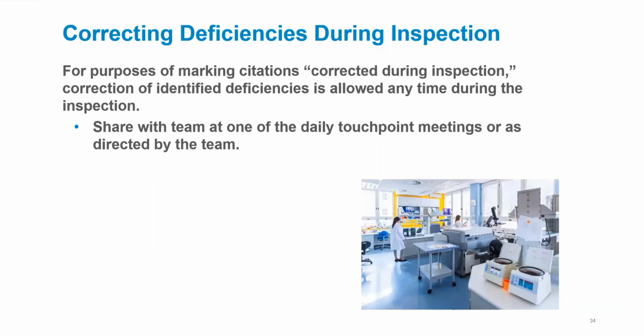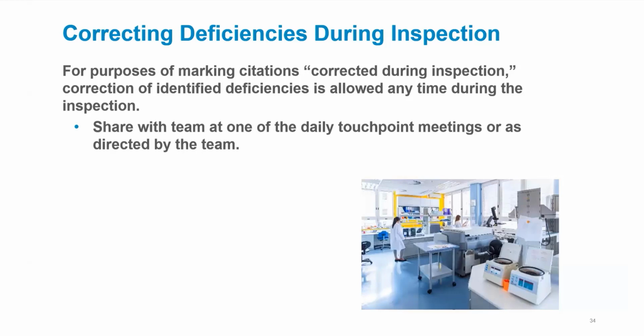The team leader must define the time frame by which the laboratories can provide any documents they would like to have reviewed for possible correction during inspection. For deficiencies you have corrected during inspection, you will need to share the corrective actions with the team for review. This can be done at one of the daily touchpoint meetings or however the team has indicated they'd like to receive this information. If the team has access to your document management system, it may be as easy as sending an email to your inspector to let them know you've uploaded a revised document as corrective action for the deficiency and ask that they log on and review it.